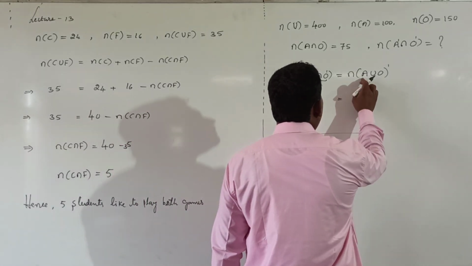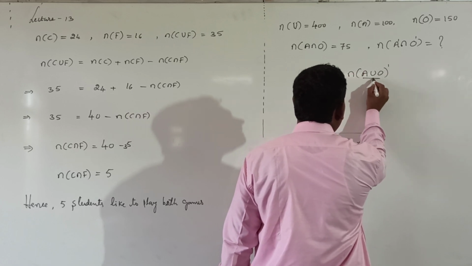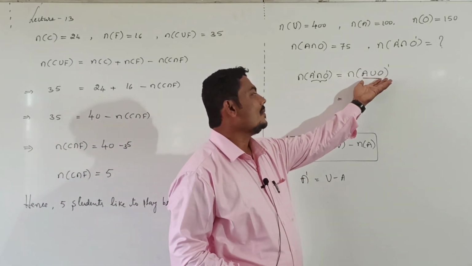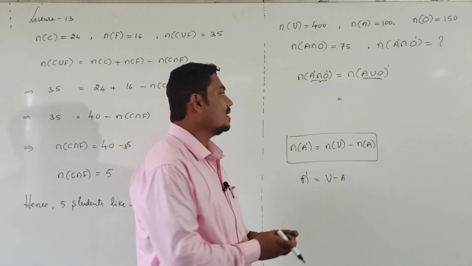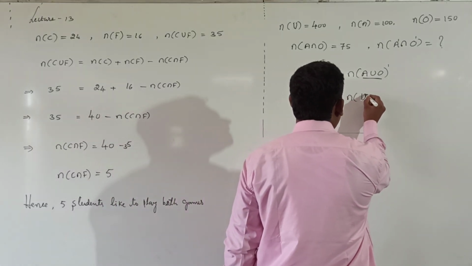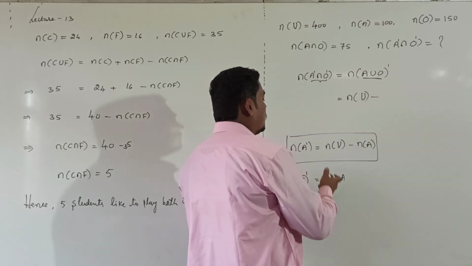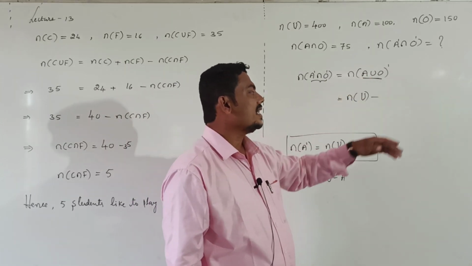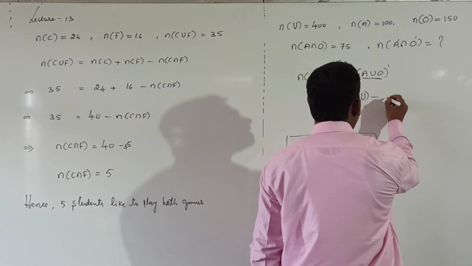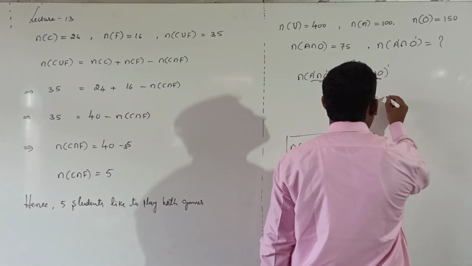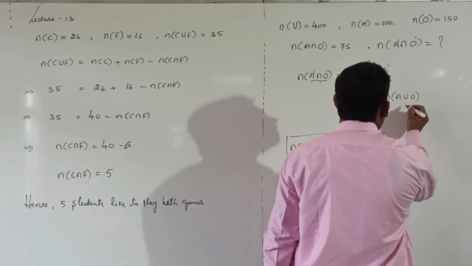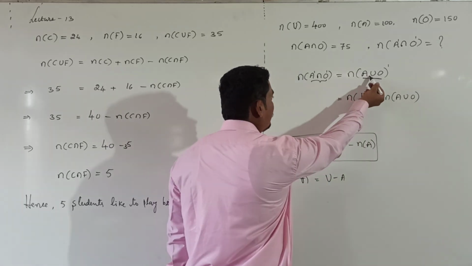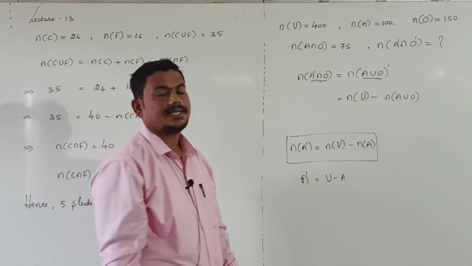It is just like the number of elements in A. Treat this as one set. A union O is one set. It is like the number of elements in A complement. Just apply this formula. Then it will be the number of elements in U minus, here A complement is there, so minus n of A. Here instead of A we have A union O, so minus n of A union O. Treat this as one set.